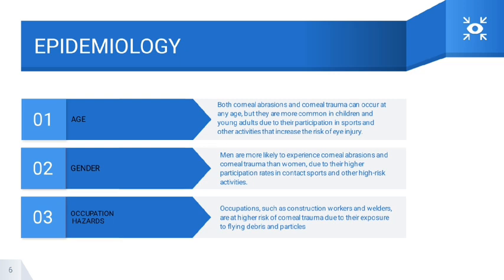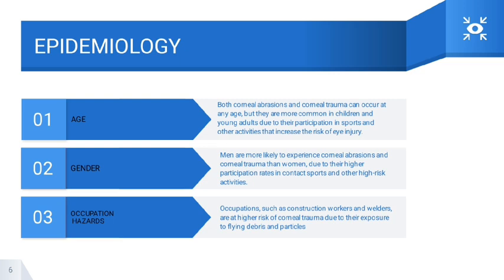Now the next one, gender. Men are more likely to experience corneal abrasions and corneal trauma than women due to their higher participation rates in contact sports and other high risk activities. The third one is occupational hazards. Occupations such as construction workers and welders are at higher risk of corneal trauma due to exposure to flying debris and particles. Contact lens wearers using contact lenses have a higher risk of corneal abrasions. Females are more likely affected than males.